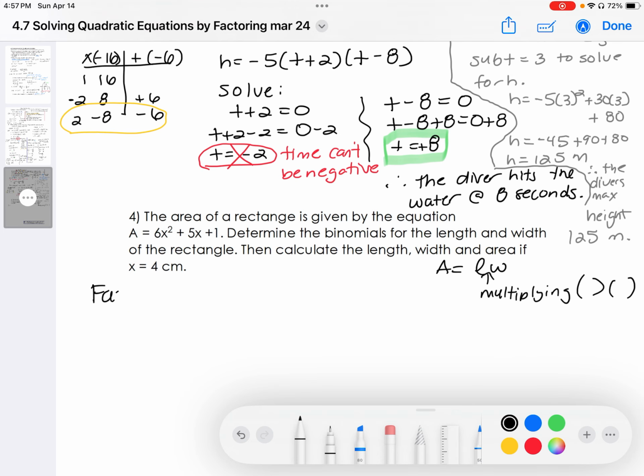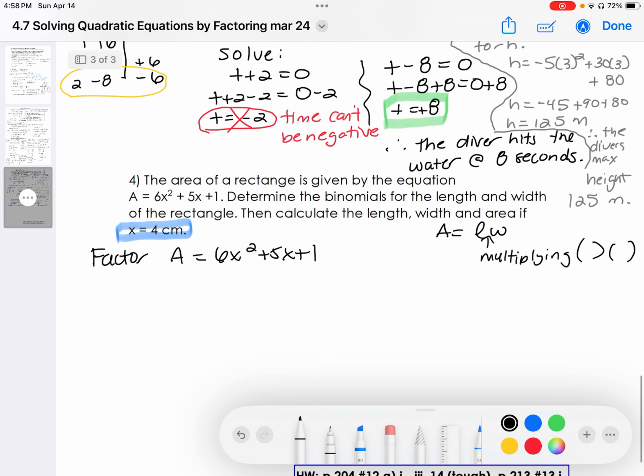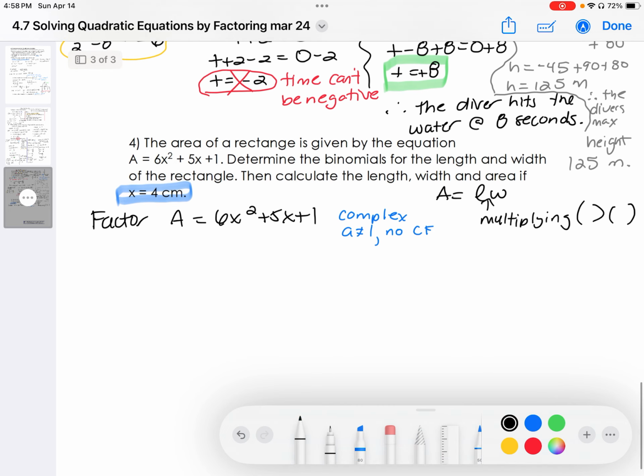We're going to factor this equation and we will have the binomials. And in this case, we actually don't even need to set it equal to 0 because it's told us what to use to solve our equation. Okay, so this is a different kind of question again. But now our trinomial, this is complex. Okay, so A is not 1 and there's no common factor. So we have to either use decomposition or box to solve for this, whatever you have been using.